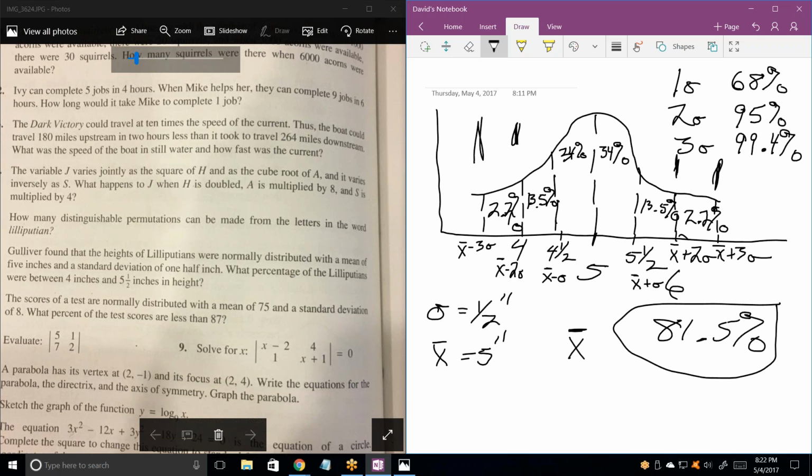Now, let's say that data was not true. Let's say that 68% of the people were not between 4.5 and 5.5 inches tall. Well, that means that the standard deviation was not 1/2 inch. In other words, most things follow a normal distribution. And a normal distribution is defined as the mean is the middle highest point, and 1 standard deviation to the right and 1 standard deviation to the left is 68% of the area under that curve.